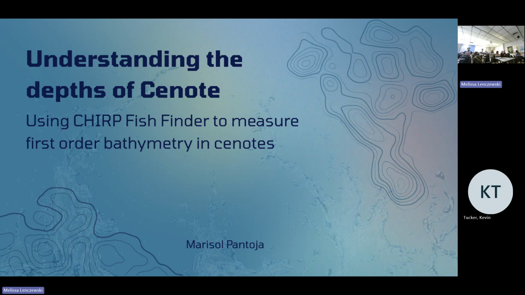Okay, we'll now be going into our individual research questions. Mine is understanding the depths of cenotes, using Chirp fish finders to measure first-order bathymetry in cenotes.